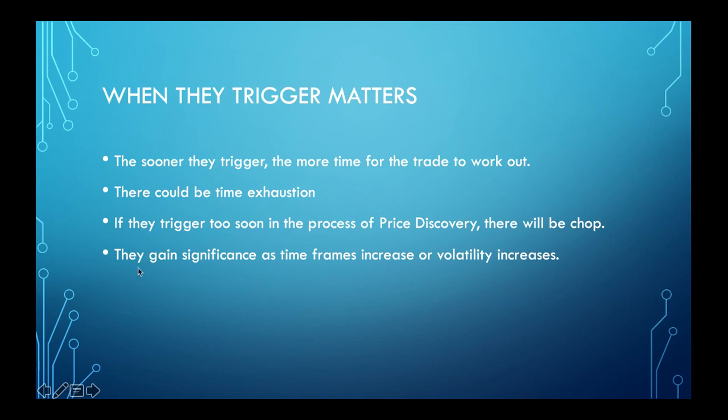And this is an interesting discussion that I had on Facebook and I've been having elsewhere. They gain significance as time frames increase or volatility increases. So if we're trying to establish where's the trend, is it moving up, is it down, is it sideways, and we zoom out to the hourly, we're going to see one picture, and then we zoom out to the daily, and then the weekly and the monthly, we're going to see a different picture. And the farther out we zoom, the clearer it becomes where the trend is and who's in control.